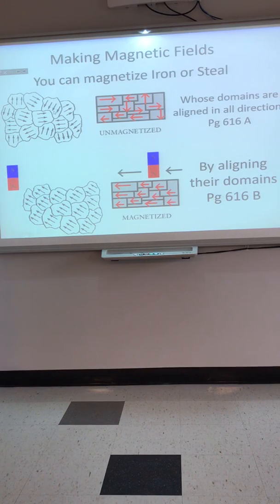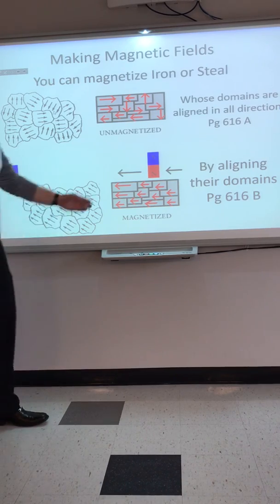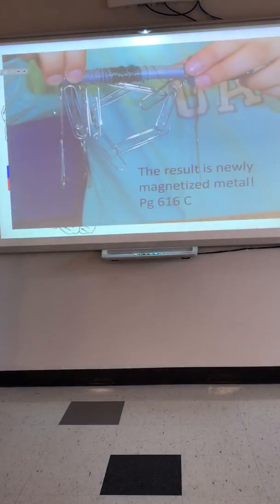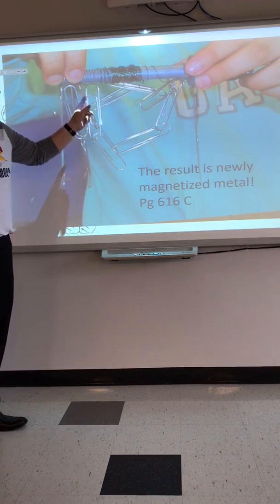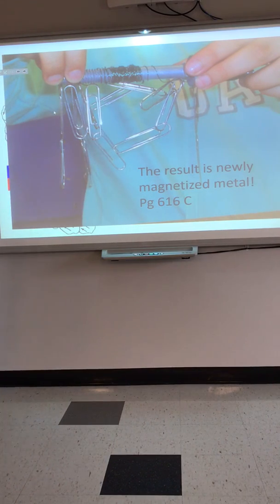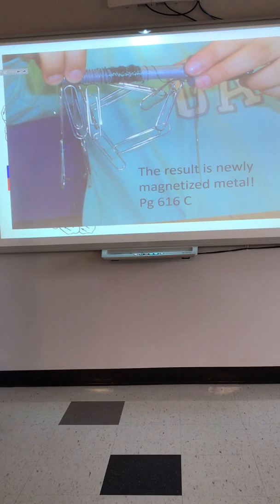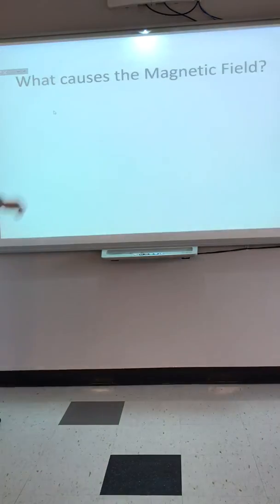By aligning their domains, 616B, all of them will point in one direction, and you'll have a north pole and a south pole, and therefore you can magnetize them. You may have seen this before. If you've got a current running through an iron item or another item that can be magnetized, the result is a newly magnetized metal with all the electrons pointing in one direction. There's page 616C. Now, what causes magnetic fields?